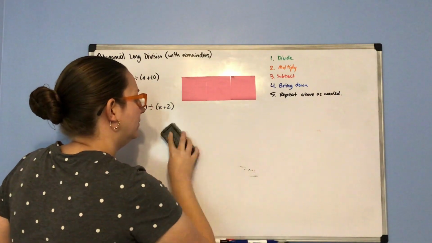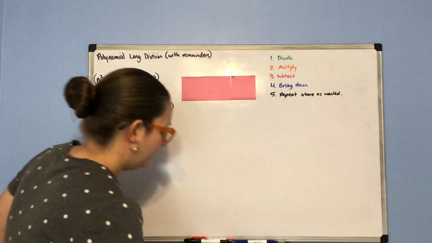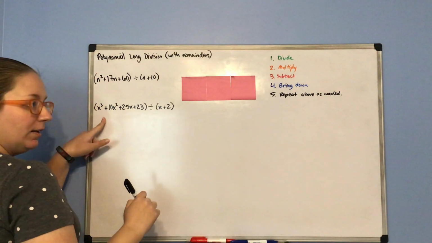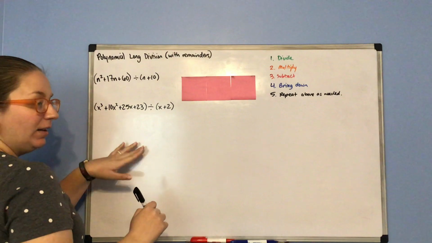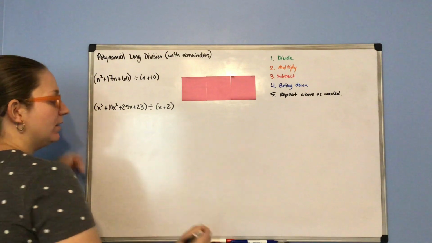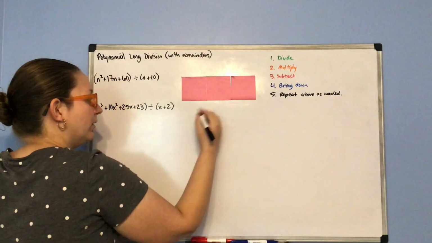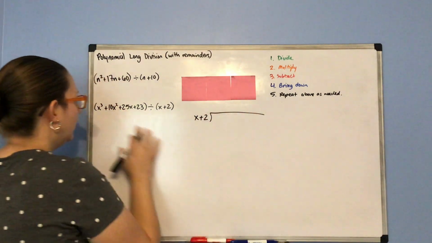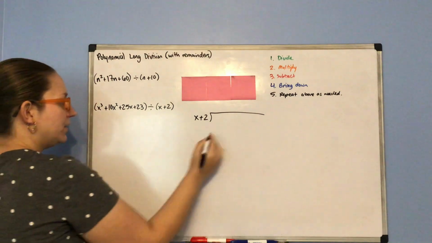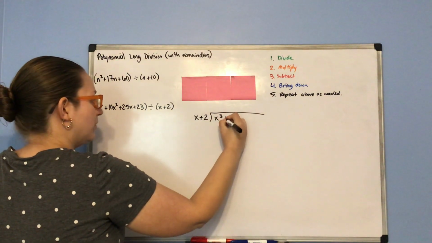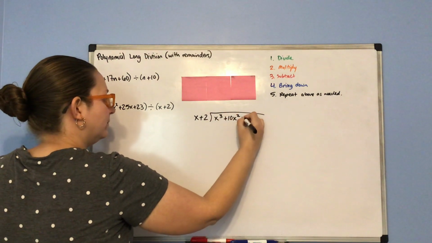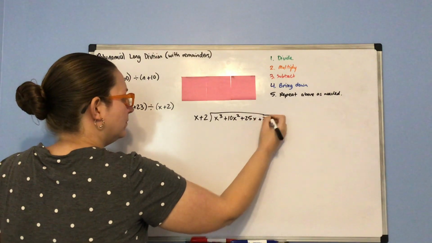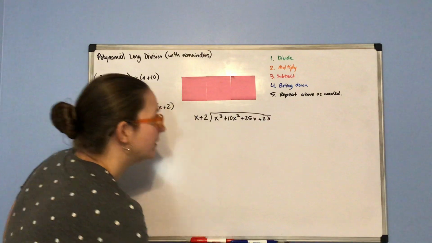Okay, so we're going to do this one now. Notice this one's got a little bit more going on at the beginning, so it's going to be a slightly longer problem, but the process is still the same, still doing these steps over and over. So x plus 2 goes on the outside. What's getting divided? All of this goes on the inside. All right, let's do this.